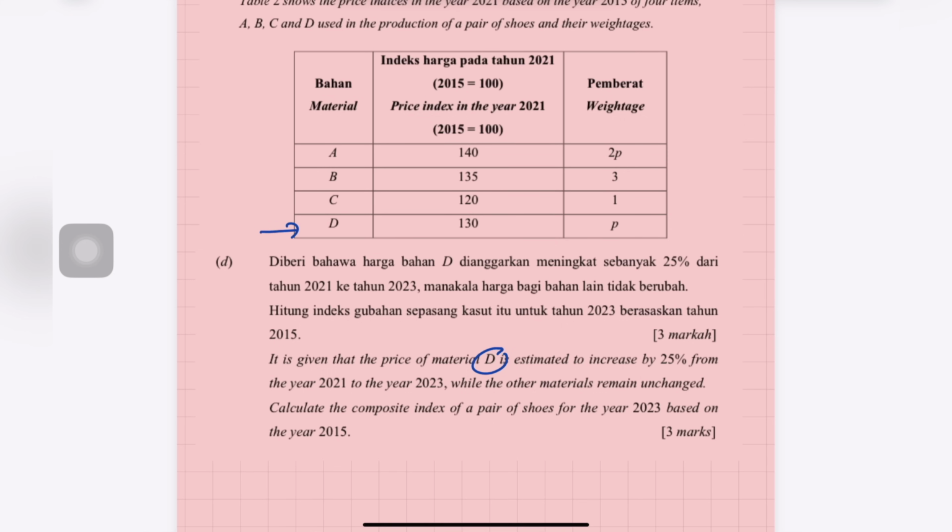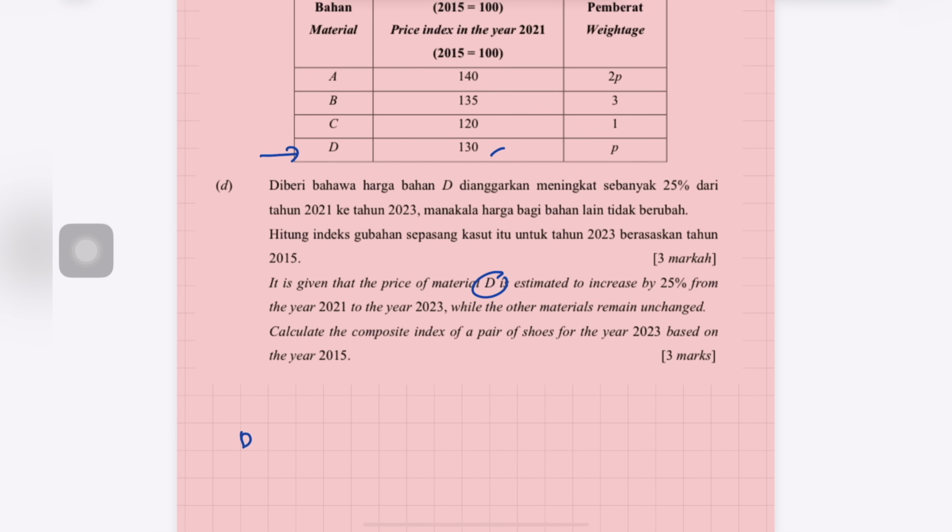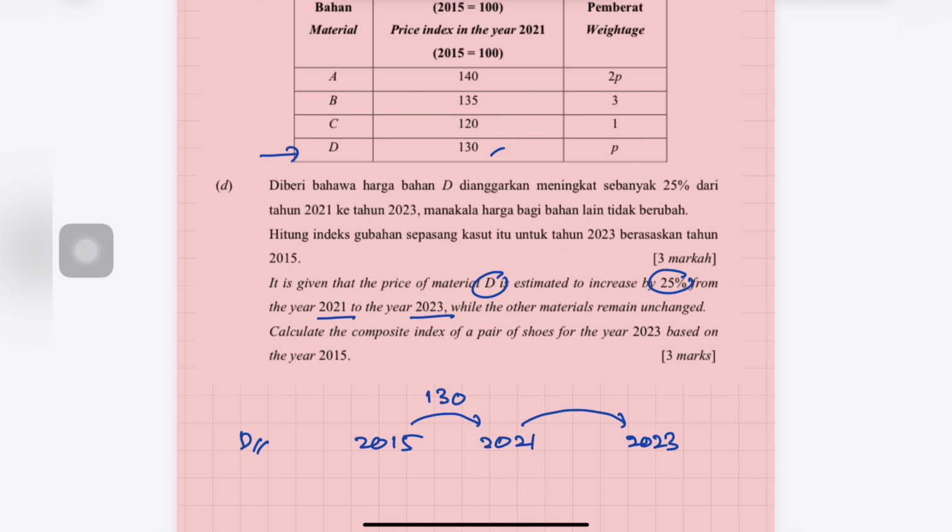Okay, so kalau kita tengok kat sini, D 130 dia punya price index from 2015 to 2021. Dia composite index, price index is 130. Okay, since they increased 25% from 2021 to 2023, so 2023, so ni they increase 25%. So the price index is 125.